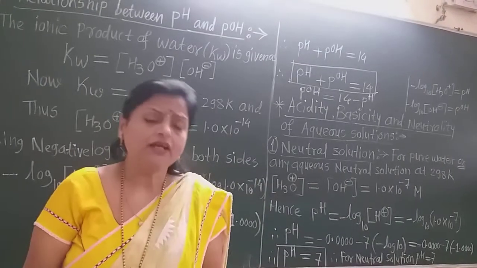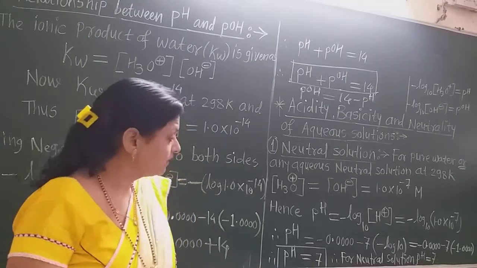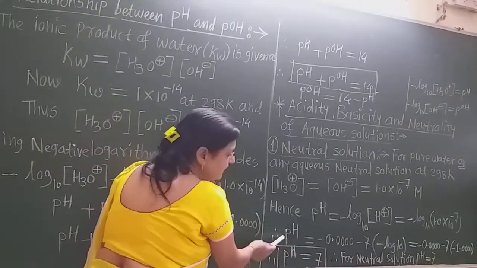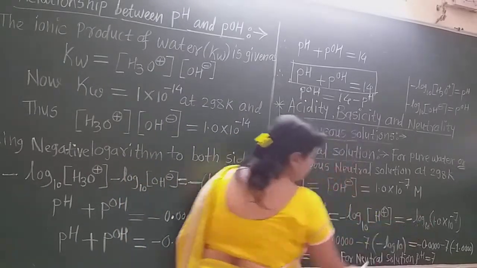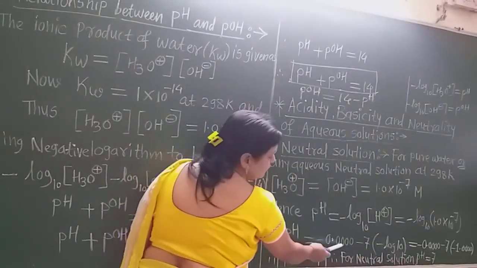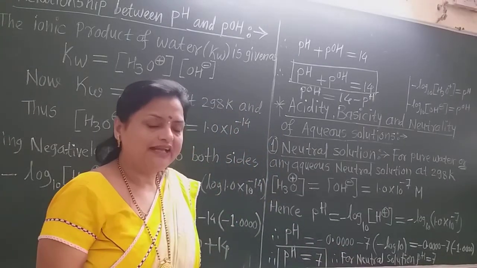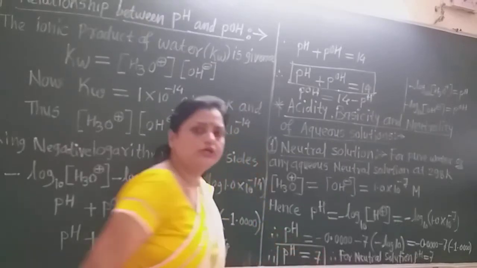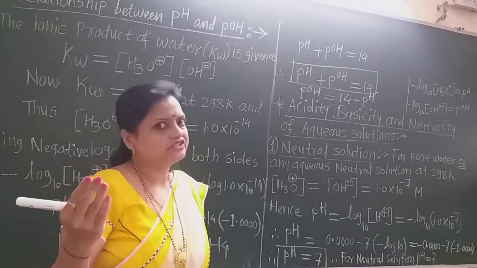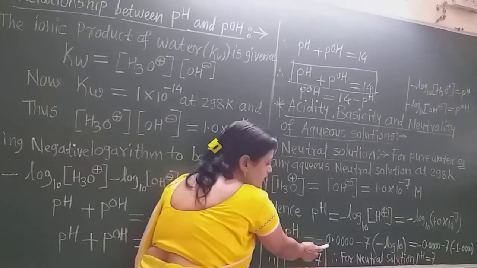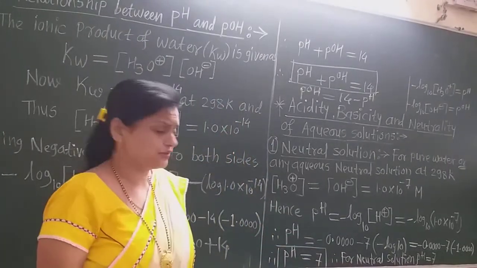As we calculated the value of 1.0 into 10 raised to minus 14 here, in a similar way we calculate the value for 1.0 into 10 raised to minus 7. How is it calculated? Therefore pH is equal to minus log of 1, which is minus 0.0000. I told you that, because for log of 10 the characteristic is 1, but here the characteristic is 0 because of the single digit 1. Therefore we take 1 minus 1 as the characteristic, so 1 minus 1 becomes 0, and as there is the negative sign, we give the negative sign here.